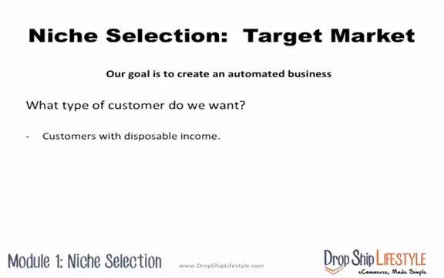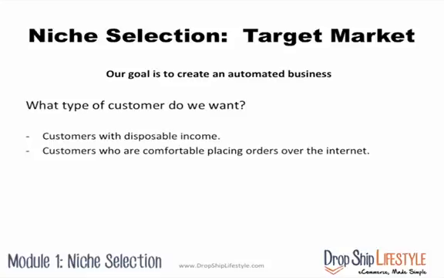We want customers with disposable income. We want customers who are comfortable placing orders over the internet. And we want customers who do not require personalized attention. So what I mean by disposable income, obviously, is we don't want someone that's strapped for cash that has to borrow money from a friend or from family, or take out a new payday loan to buy from us. That's not what we're looking for. We want someone that has money to spend and that's looking to spend it online.